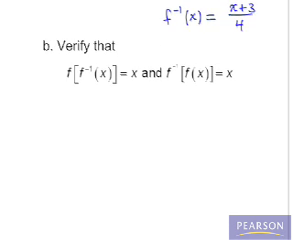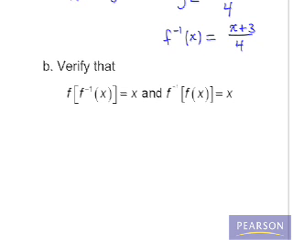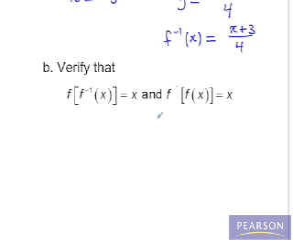So part B, let's verify that that is the inverse. For the verification, we need to complete both of these steps. We need to verify that f of f inverse of x equals x and f inverse of f of x equals x. So let's do the first part. Let's evaluate f of f inverse of x.